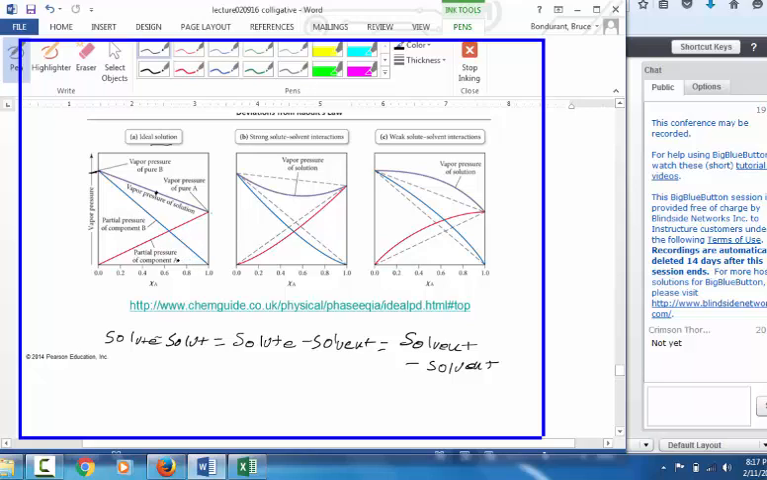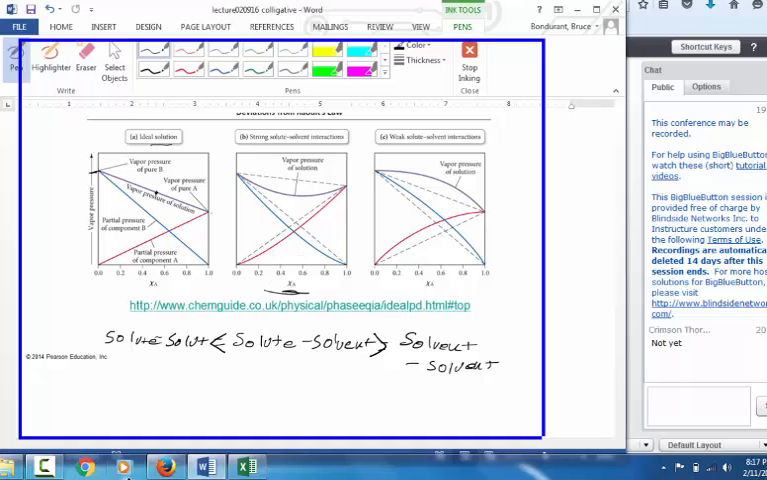Now you can get lots of solutions that don't have ideal interactions. So for example, if your interactions were stronger, so your solute-solvent is greater than solute-solute and greater than solvent-solvent, you might get something like this where as you mix them, the vapor pressure of the mixture is actually lowered compared to the other two.